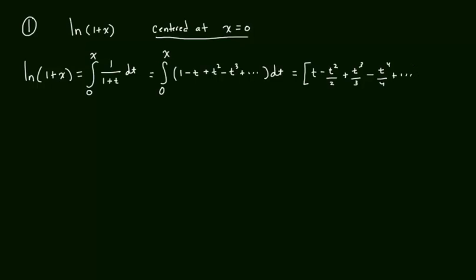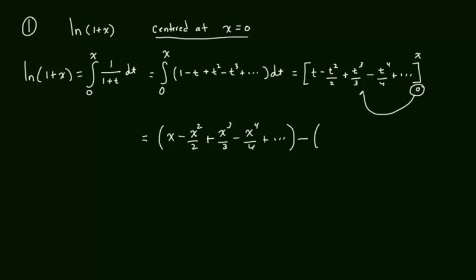And then we need to take that from 0 to x, employing the fundamental theorem of calculus part 2. I'm going to first plug in the x, which is going to give me x minus x squared over 2 plus x cubed over 3 minus x to the 4th over 4 plus dot dot dot. But then I also have to subtract the expression when I plug in 0. And that's just going to be a whole bunch of zeros. So essentially I am subtracting 0.